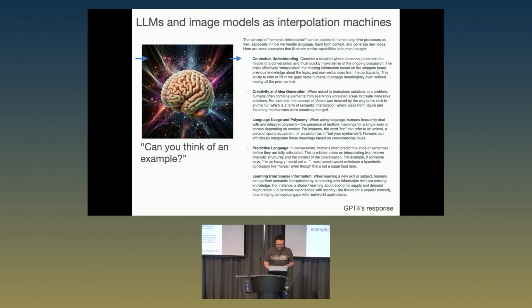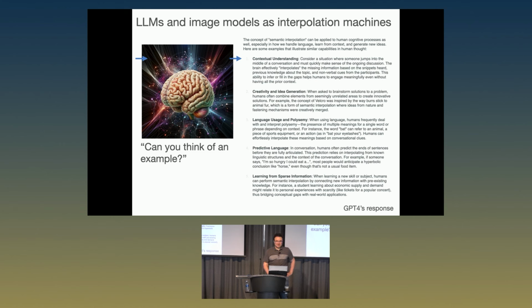It does that really well. And then learning from sparse information. So for example, when learning a new skill or subject, humans can perform semantic interpolation by connecting new information with pre-existing knowledge. For instance, a student learning about economic supply and demand might relate it to personal experiences with scarcity. Okay, so bridging conceptual gaps, that's a little bit more nebulous, but the others are, I think, very good.